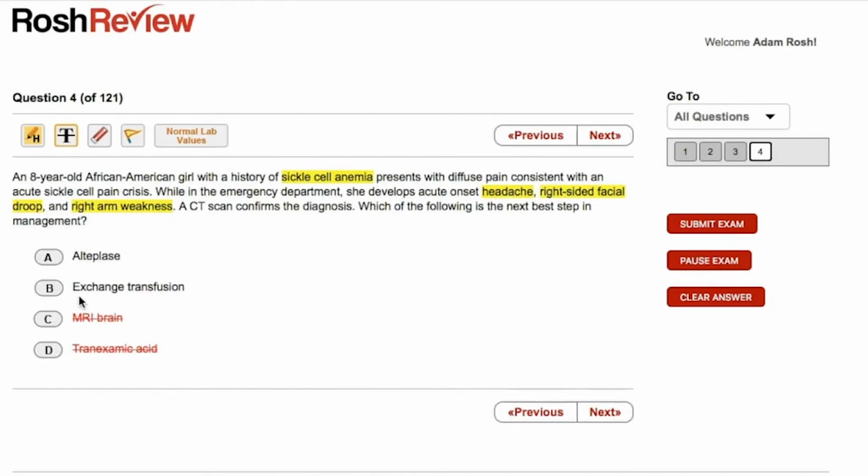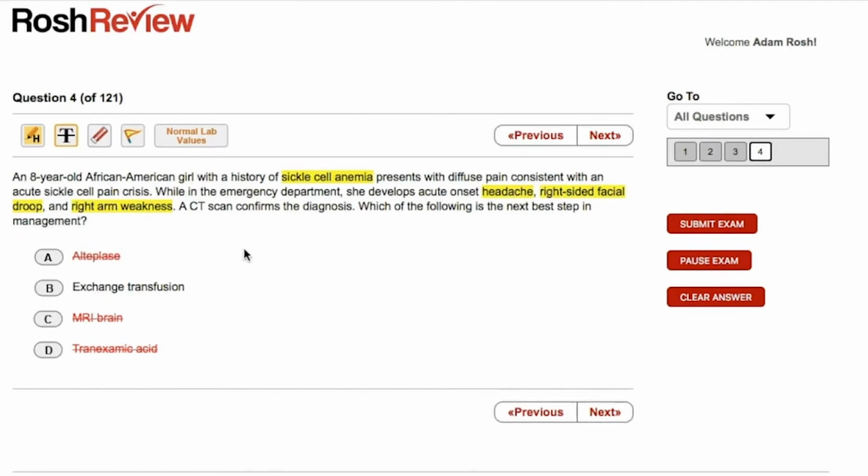Now, in the classic thrombotic stroke patient, most of the time in an exam like this, we're going to be choosing TPA or a thrombolytic, in this case, Alteplase. However, this patient has sickle cell disease, so Alteplase or thrombolytic agents are not the first-line agents in young patients, especially with sickle cell disease. So I am going to X that out.